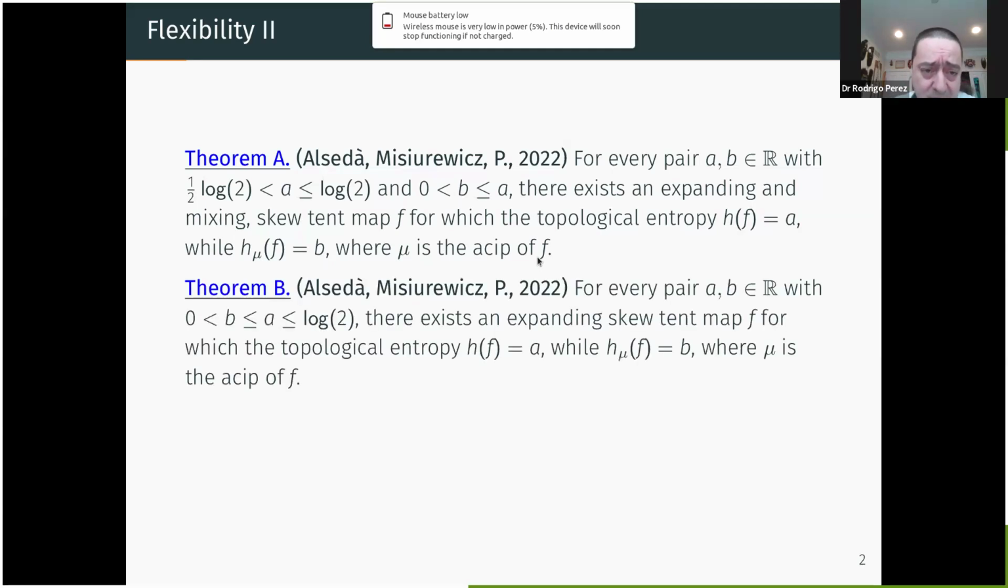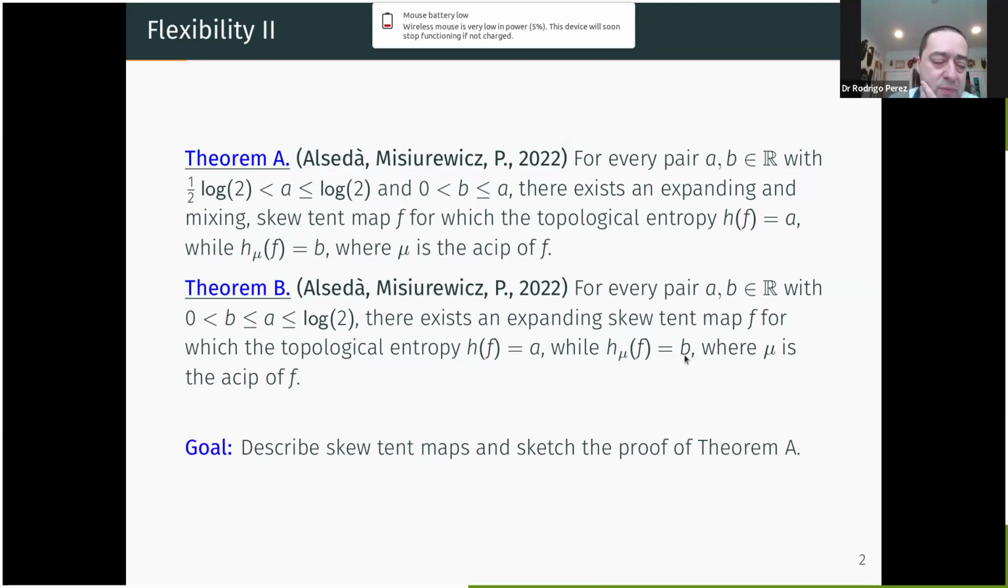And a similar result where we just require that the parameter B is less than A, no lower restriction on A. And with those conditions, it is guaranteed that there is an expanding skew-tent map, perhaps not mixing anymore, where the topological entropy again is equal to A and the measure entropy is equal to B.